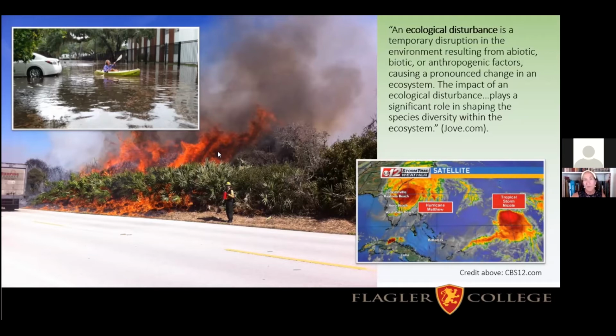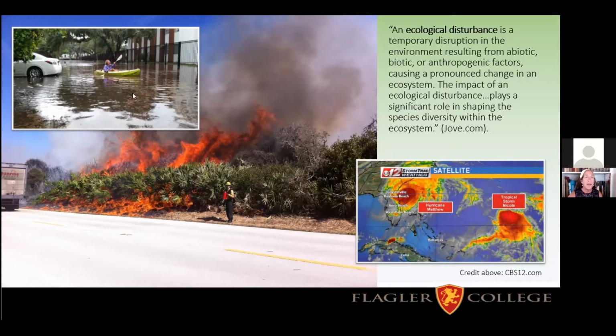Fire, whether prescribed or naturally caused, is an ecological disturbance. Temporary, it meets all of these criteria. An abiotic factor in ecological disturbance would certainly be fire, and also storms and flooding. So here's a picture of Hurricane Matthew with Tropical Storm Nicole lined up right behind it. And so we do get hurricanes. Those have always been part of shaping Florida, but as most of you are aware, they are becoming more intense and possibly more frequent as well.